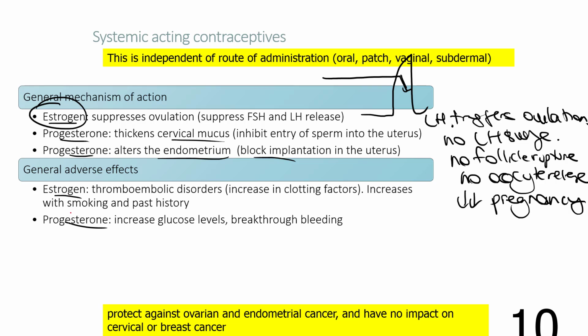Adverse effects of estrogen and progesterone, you can see here you've got venous thromboembolism due to an increase in clotting factors, and this risk of thromboembolic disorders increases with smoking and any past history. Right? Progesterone increases glucose levels and also promotes breakthrough bleeding. Right? Systemic acting contraceptives, there is some evidence, although it's not very clear, to show that it protects against ovarian and endometrial cancer, and it may not have an impact on cervical and breast cancers.